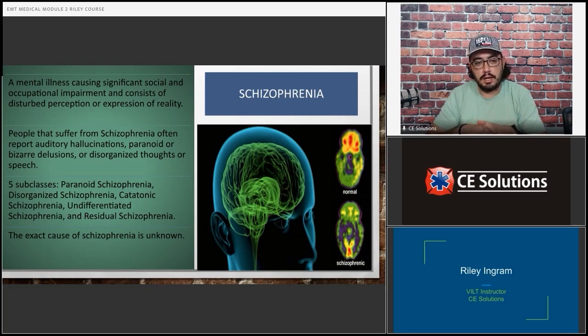The exact cause of schizophrenia is unknown. Okay, but you see they're on lithium. I think there's a couple newer treatments out there, but they take lithium. All right, that's a schizophrenic, right? These people can be dangerous. They've got no real recognition of the world and how it's going right now.